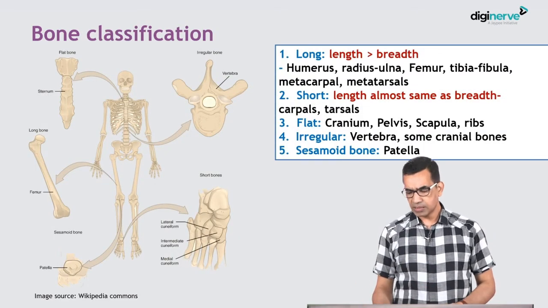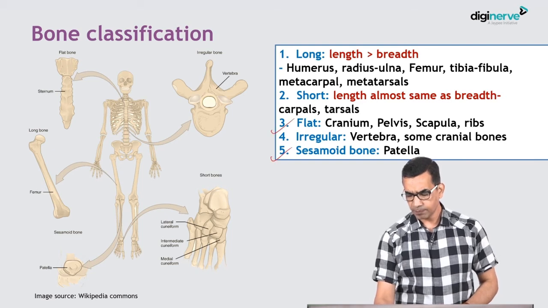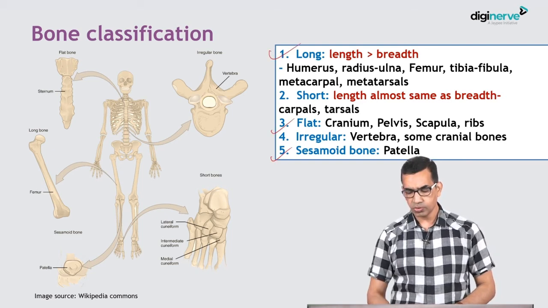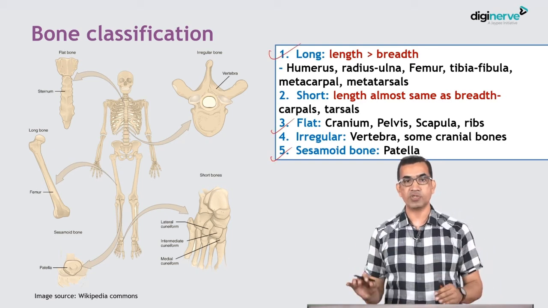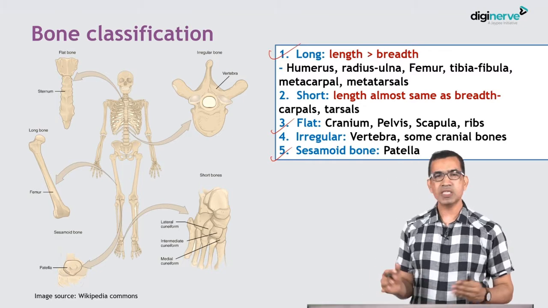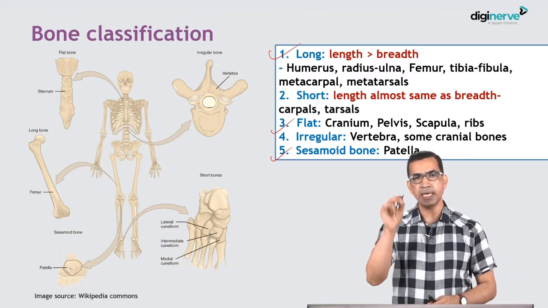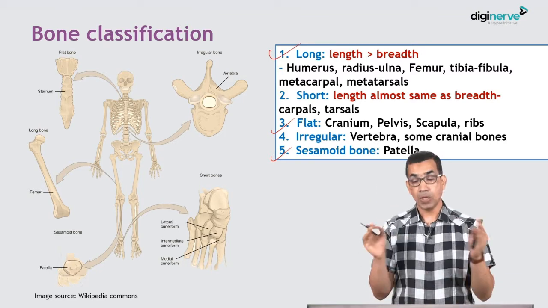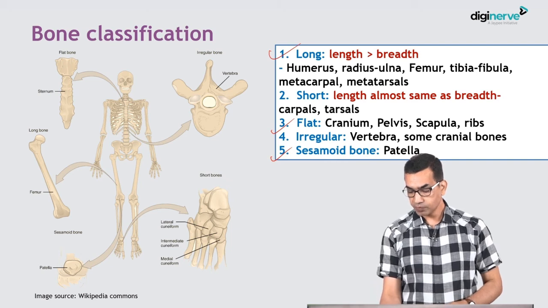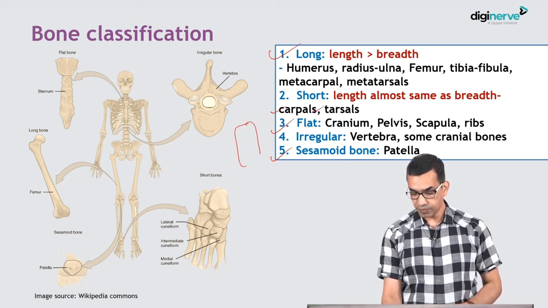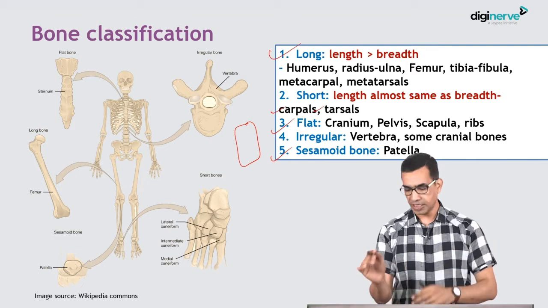You will come across these terms: flat bone, sesamoid bone, long bone. So this is one bone classification which is often used. Long bone. What is a long bone? A long bone is a bone whose length is more than its width. Short bones, length is almost the same as breadth. So you have the carpals and tarsals, where it is almost equal.